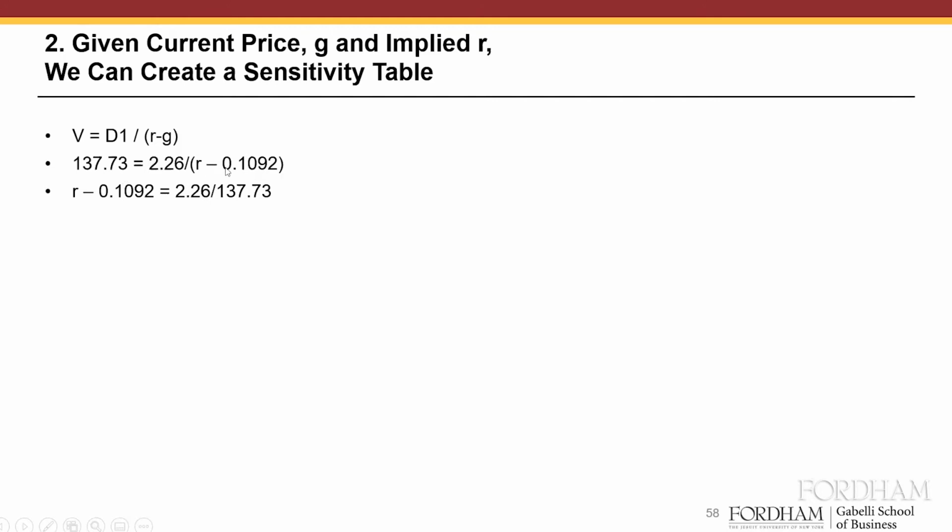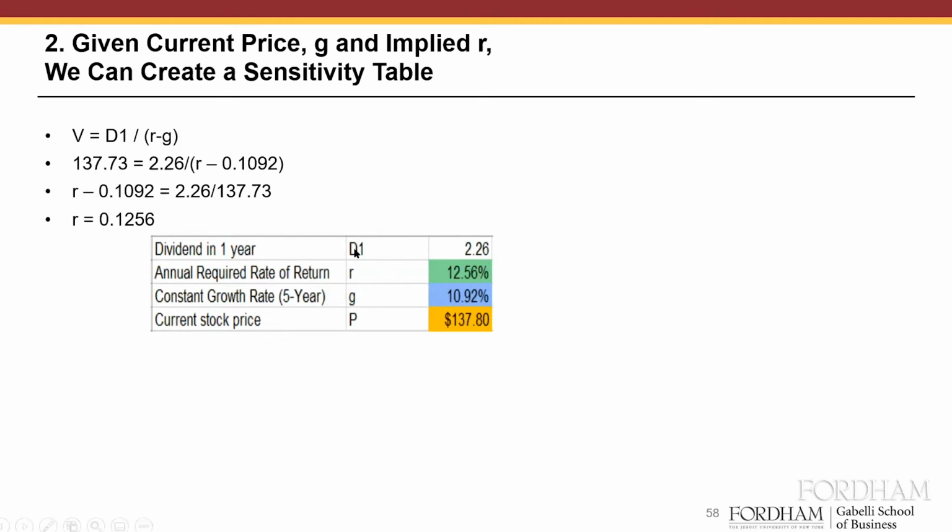When we reverse this over here and this over here, we have R minus 0.1092 equals 2.26 divided by 137.73. We bring this over here, so R equals the answer here. We bring it over here, we add it, we get 0.1256, right? 12.56%.